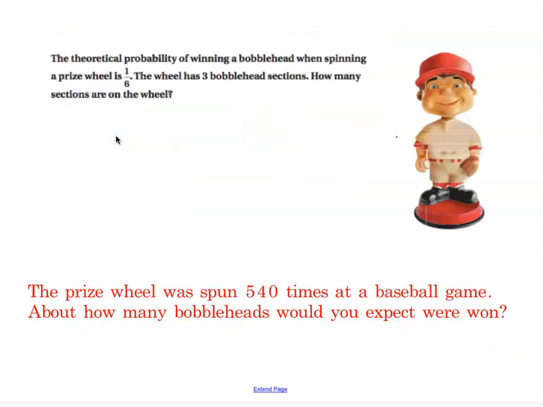The theoretical probability of winning a bobblehead when spinning a prize wheel is 1/6 the time. The wheel has 3 bobblehead sections. How many sections are on the wheel? So in this case, we know the theoretical probability of winning is 1/6. We have 3 bobblehead sections. We need to know the total sections.